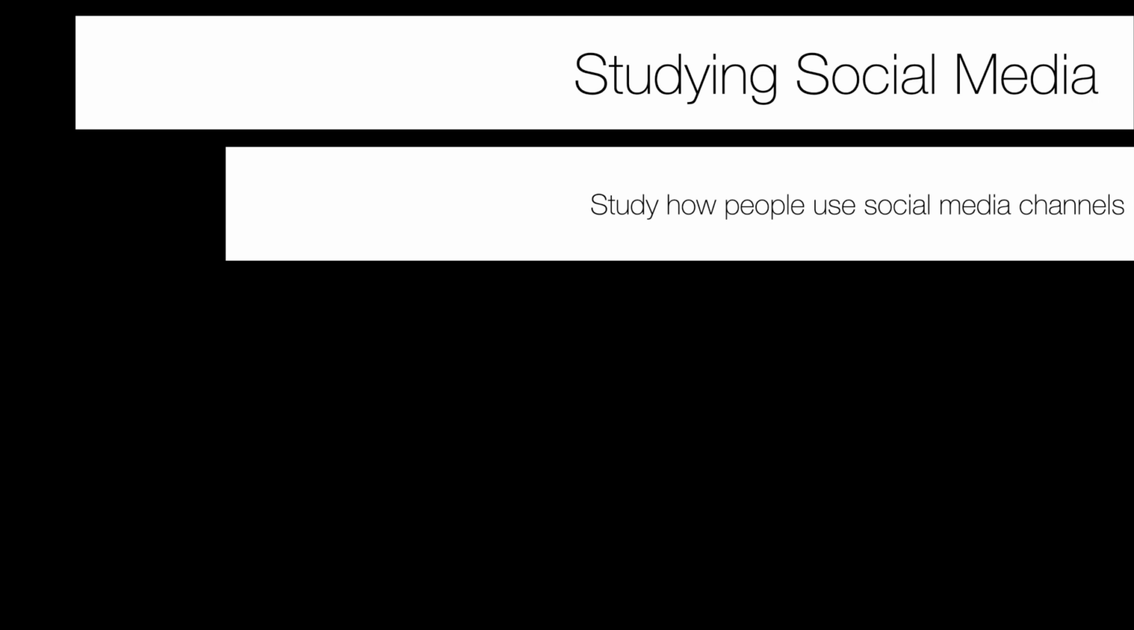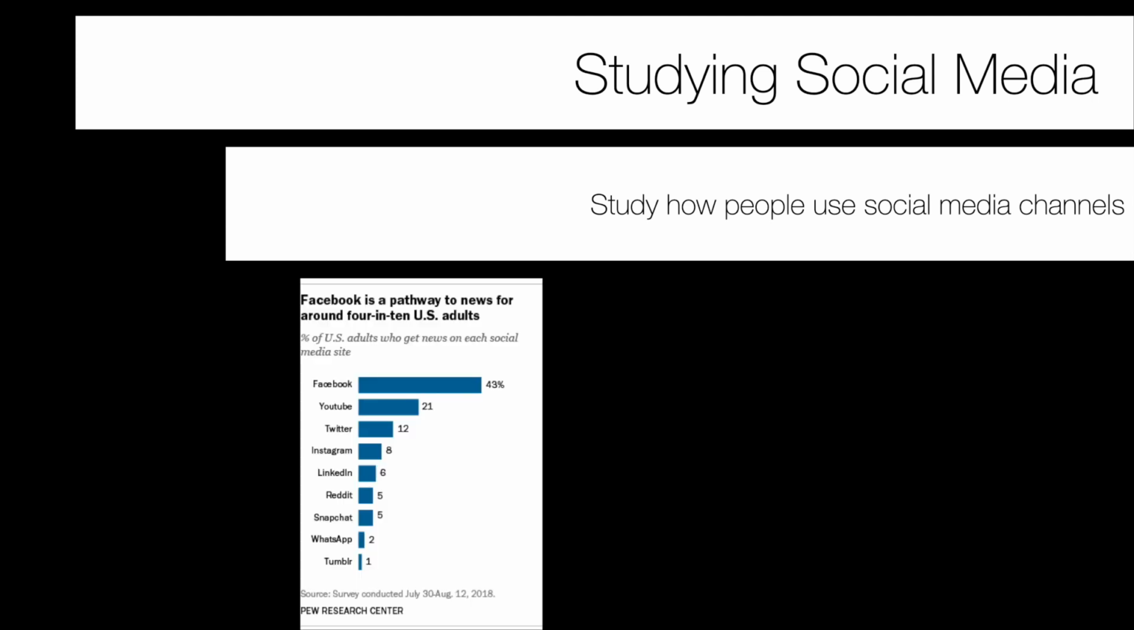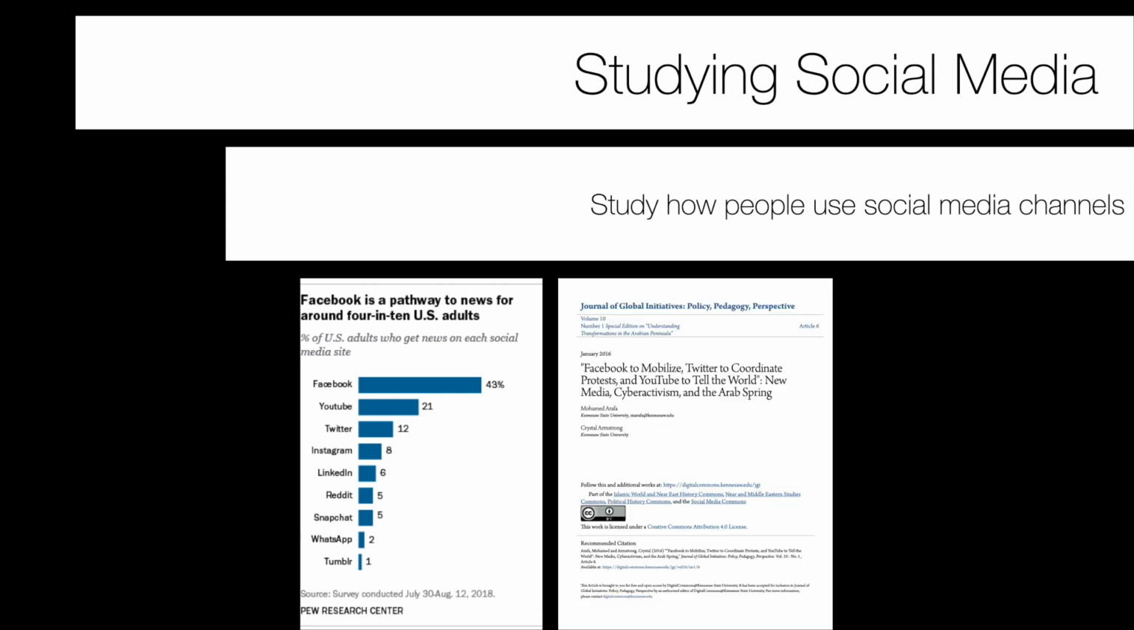We can also study how people use social media channels. So we know in the United States, based on some Pew Research and survey work, that a little less than half of the people on Facebook use it for news. This is very different than the people who use WhatsApp and Tumblr, so they don't generally use it for news. We know that people use these platforms for mobilization and for coordination during political protest.